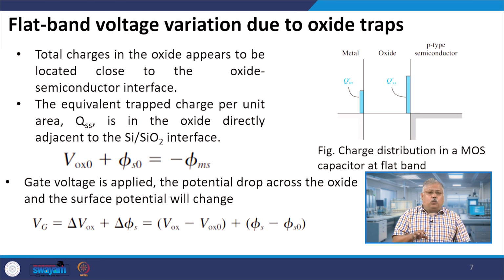Now, let us go one by one: how does the oxide trap actually change the flat band? Look at this figure on the right hand side, which is the charge distribution in a MOS type capacitor in flat band.